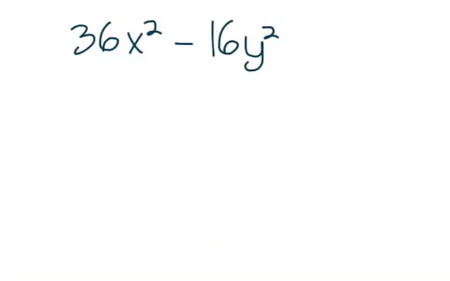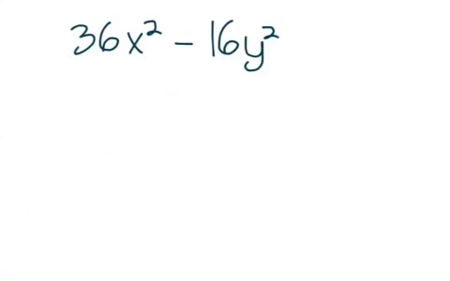Example 2 is a little bit more challenging. So let's look at our example. We have 36x squared. This is a perfect square because 36 is a perfect square and the exponent is even. Here I have 16y squared. This is also a perfect square because 16 is a perfect square and the exponent is even, and it's subtraction. But I can't start factoring this right away as a perfect square because I didn't check for a GCF first.